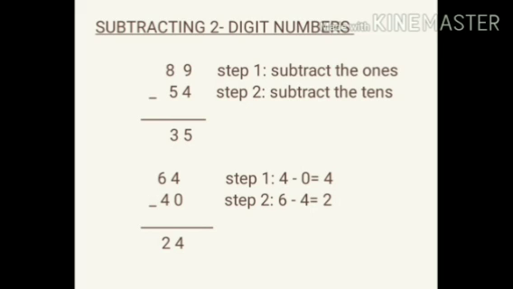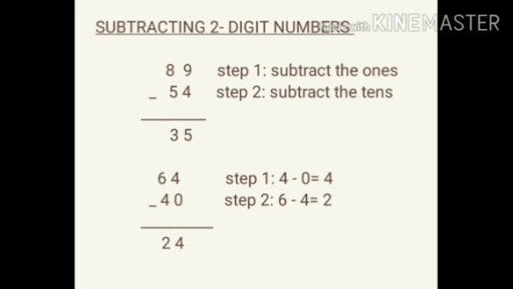Step 2, subtract the tens. In the tens place, the numbers are 8 and 5. So we subtract 8 minus 5. What is 8 minus 5? 8 minus 5 is 3. So what is the answer? 89 minus 54 equals 35. We subtract the ones first, then the tens place numbers, and then we get the answer in subtraction of 2-digit numbers.